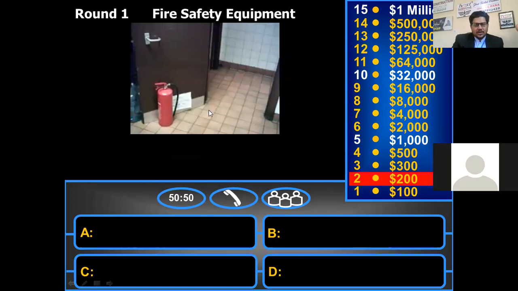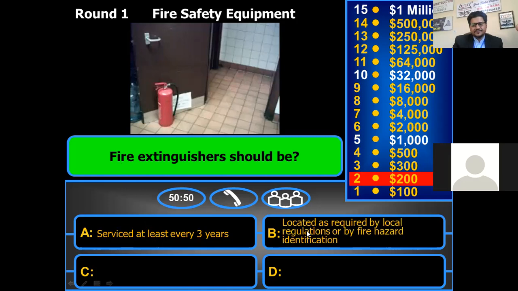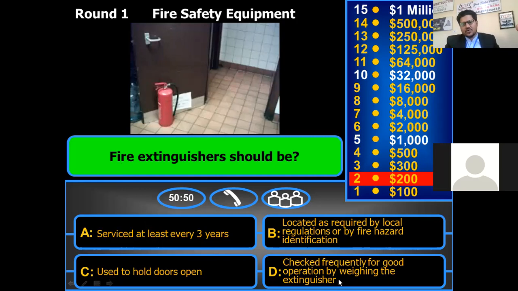$200 question is there. Look at the picture first. The question is, fire extinguishers should be serviced at least every 3 years, located as required by local regulations or by fire hazard identification, used to hold doors open, or checked frequently for good operation while weighing the extinguisher. What is your answer?